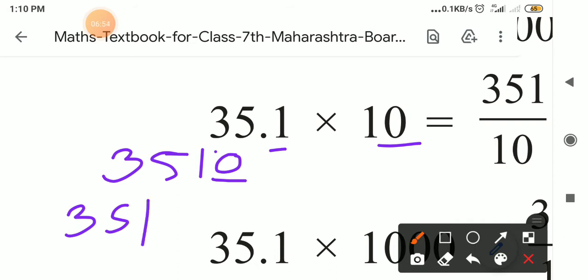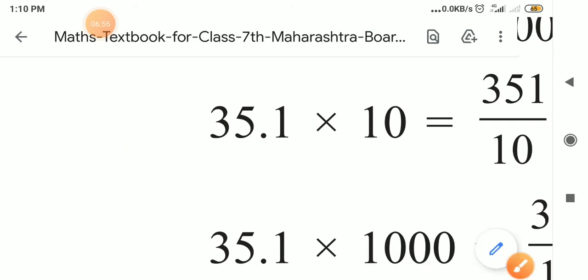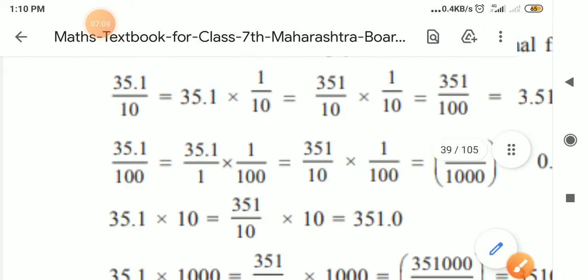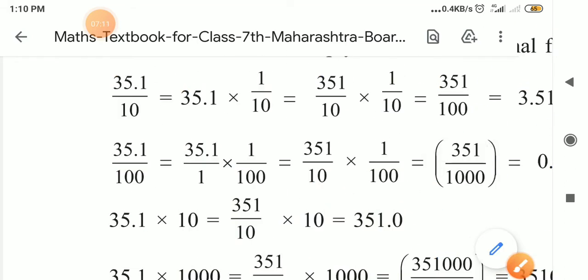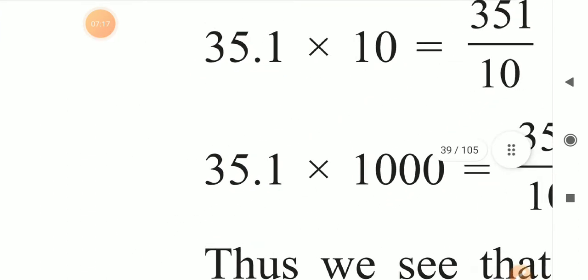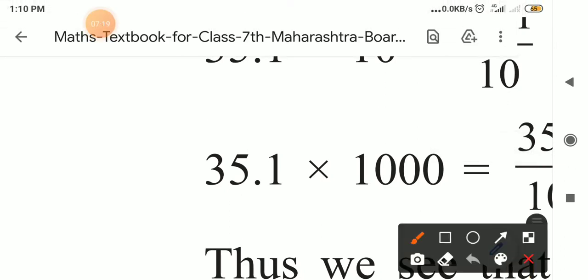Okay. So from this what we understand is that when we multiply a decimal fraction by 10, 100, 1000, whatever it is, the point moves toward the right by as many places as there are zeros. So in division, the point shifts towards the left side, and in multiplication, the point shifts towards the right side.